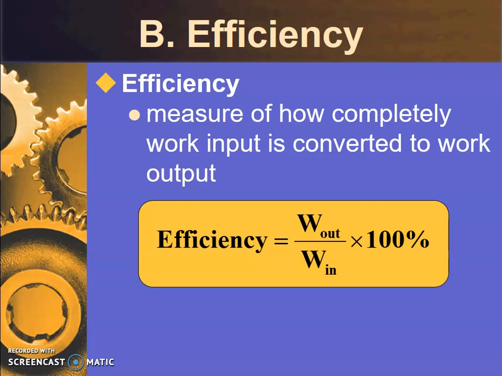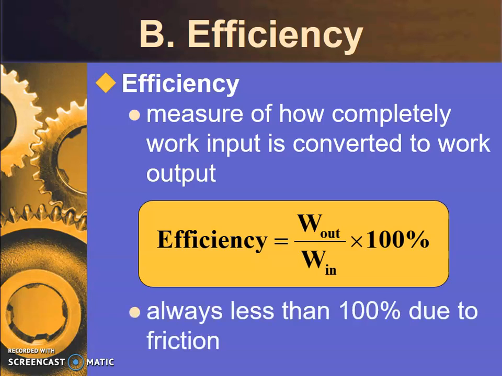Now, 100% would be wonderful. In an ideal world, it would be 100%, but no machine is ever exactly 100% because we always lose some to what? What do we always lose some of our work to? Hopefully you guys said friction. That should be becoming a pattern now. Friction. We always lose a little bit because of friction. So it'll always be a little bit less than 100%.